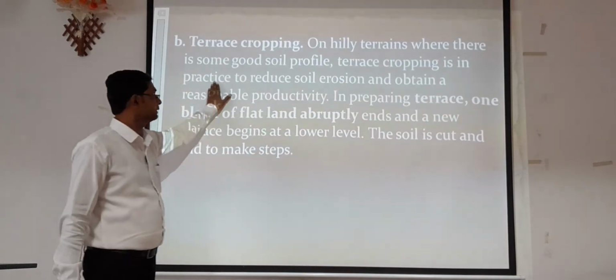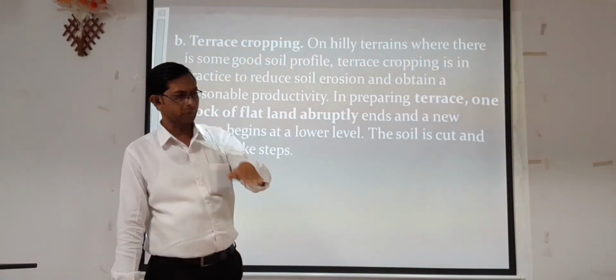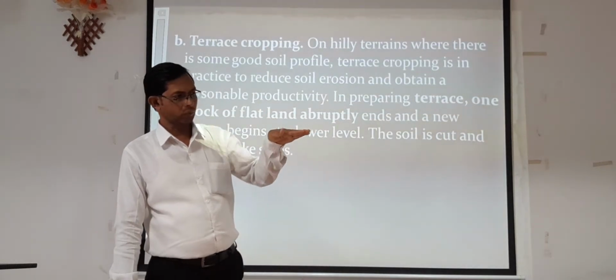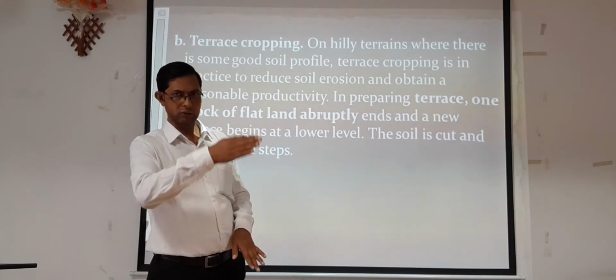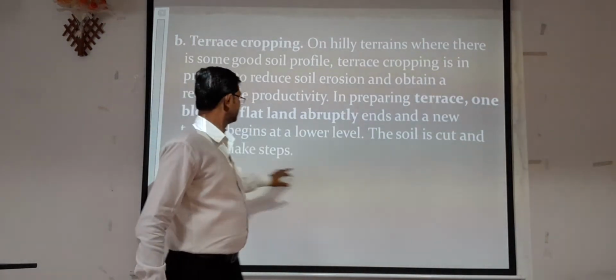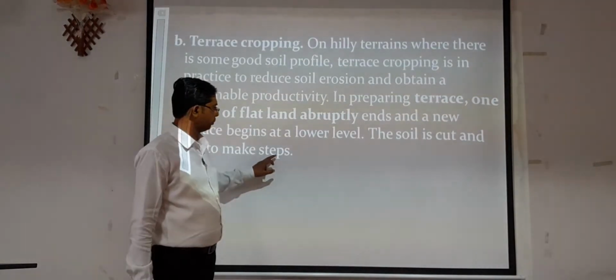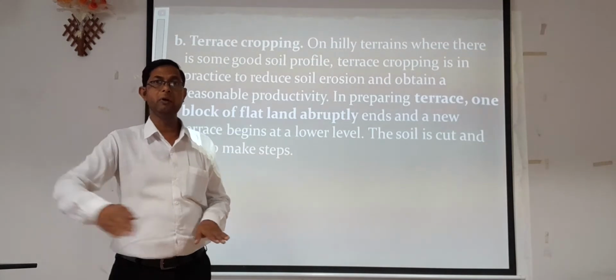So simply we can say in this terrace cropping, what happens? The sloping region of that particular area will be cut off, and it will be given less slope, meaning terrace slopes. Likewise you can see the steps will be prepared or produced. Due to these steps, the soil erosion rate will reduce.